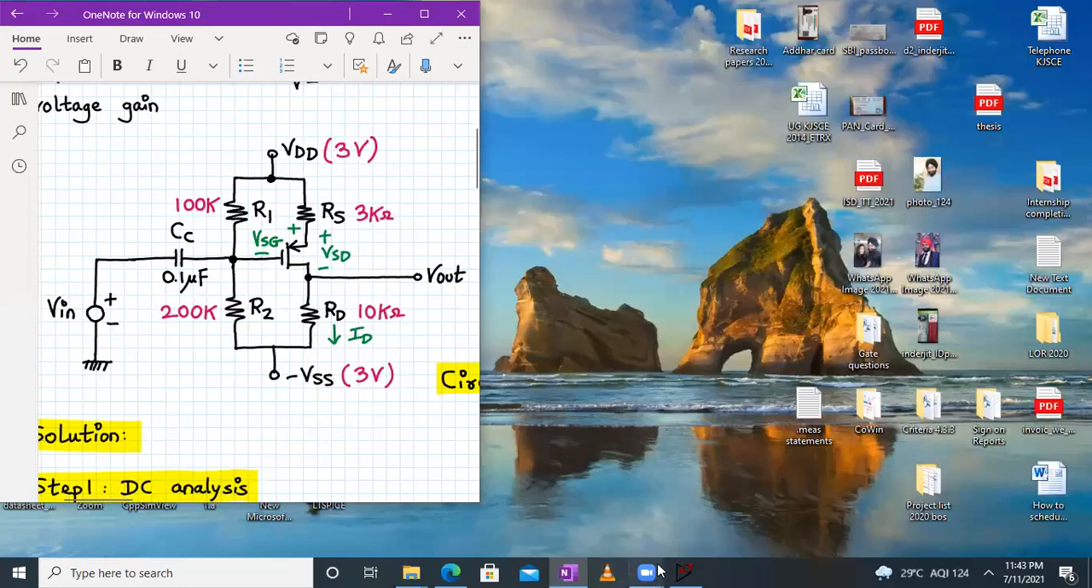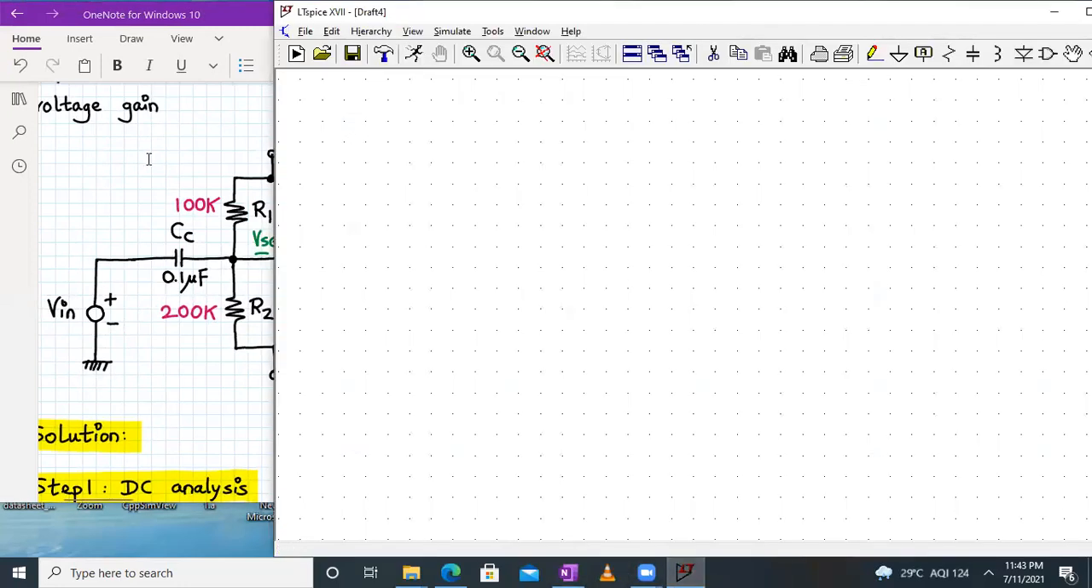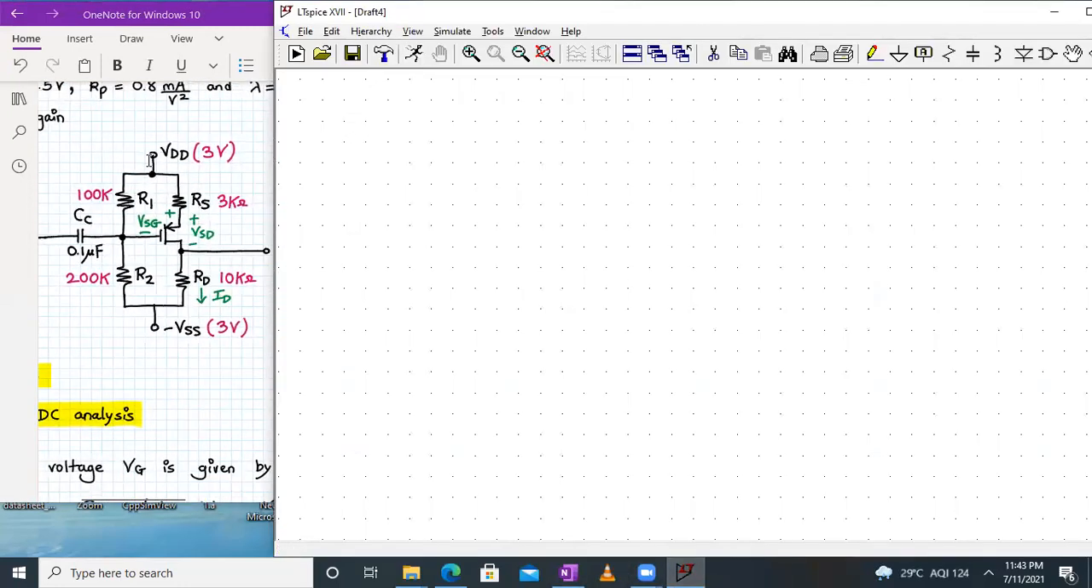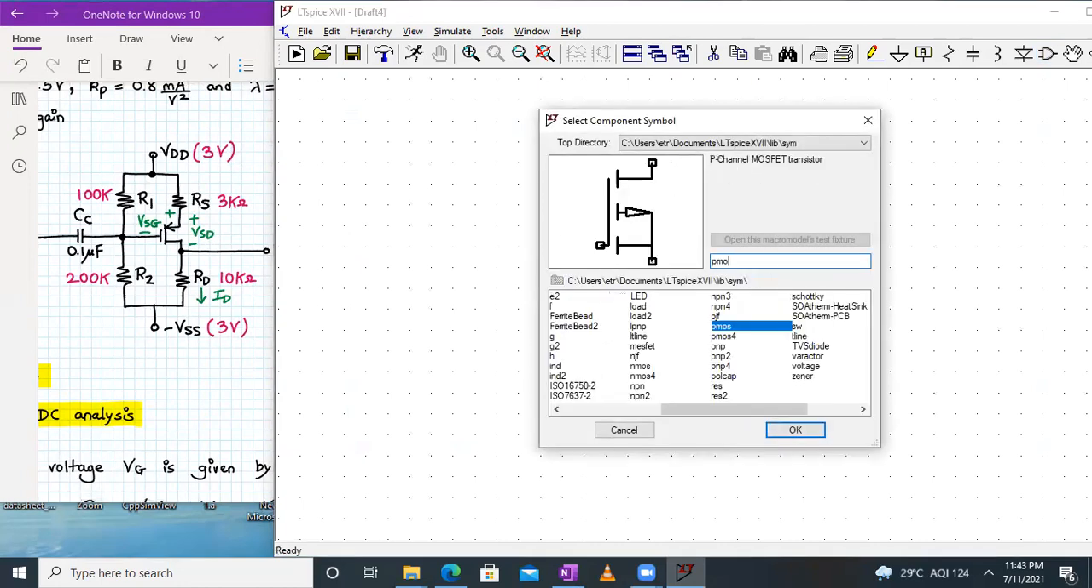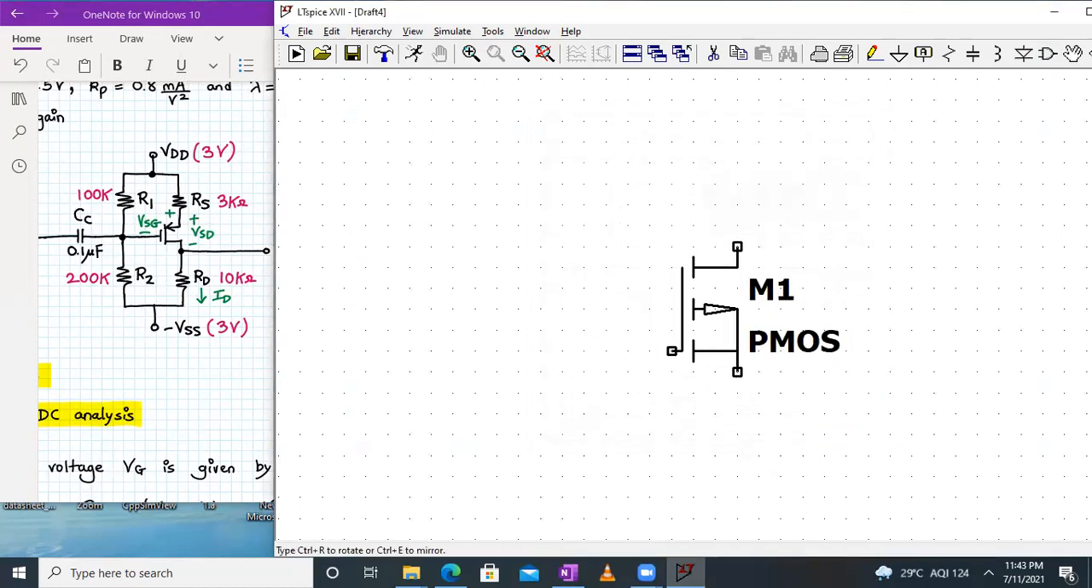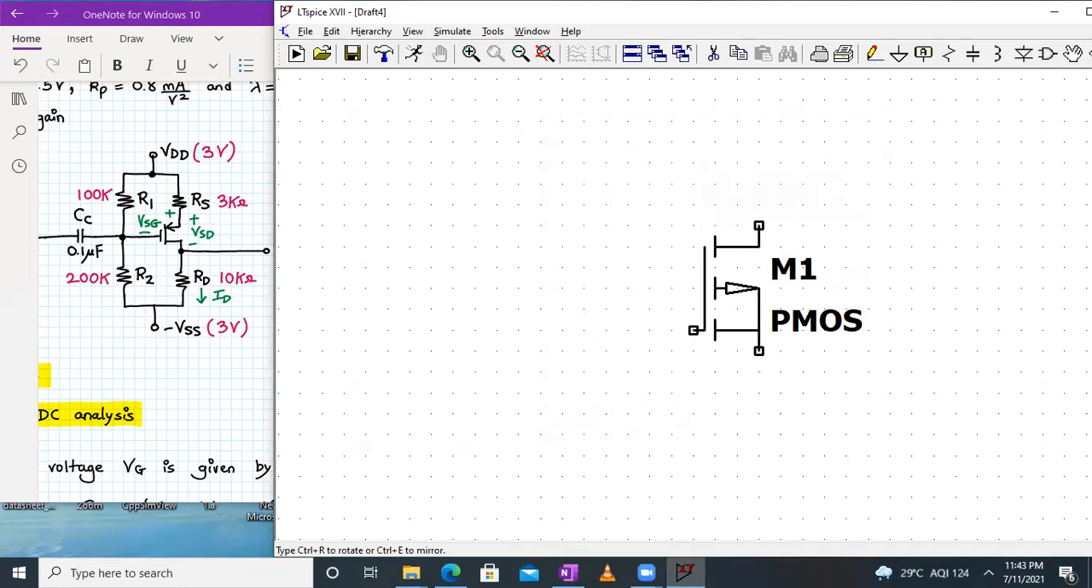So let me take the half screen over here. So this is my LT Spice window. I will be making the schematic of this circuit over here. So let us go to the library and type PMOS. So it's a P-channel MOSFET transistor over here. You remember the source terminal and the body terminal are connected together. So in this symbol, the source terminal is down. So we have to connect it up.